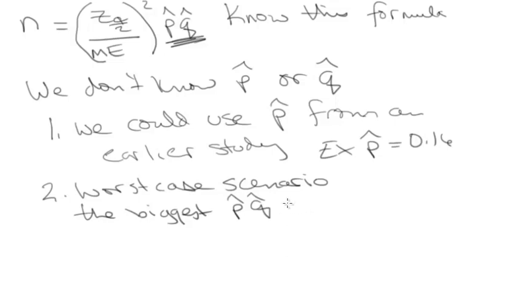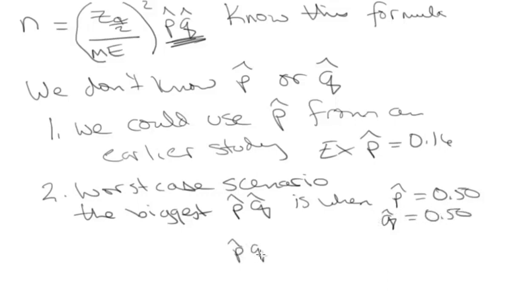So the biggest these two can be is when p-hat equals 50%, when it's right in the middle of the percentages, which would make q-hat equal to 50% as well, which makes p-hat q-hat equal to 0.25. So that's the worst case scenario. If we can't come up with a better estimate than that, then we'll just plug in 0.25 for p-hat q-hat.